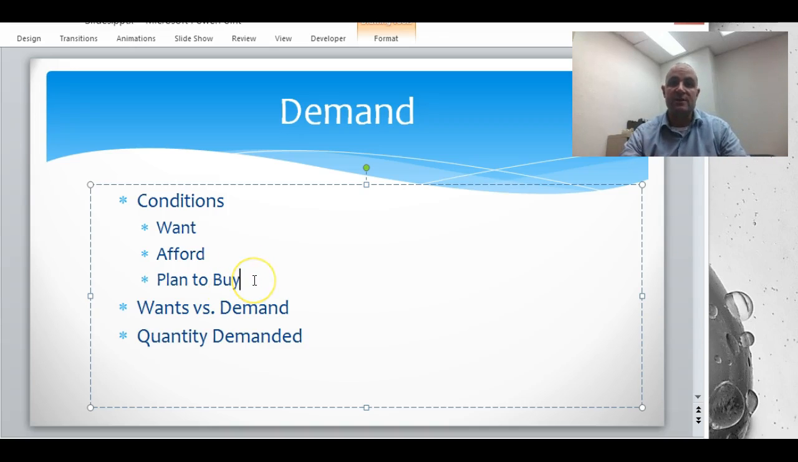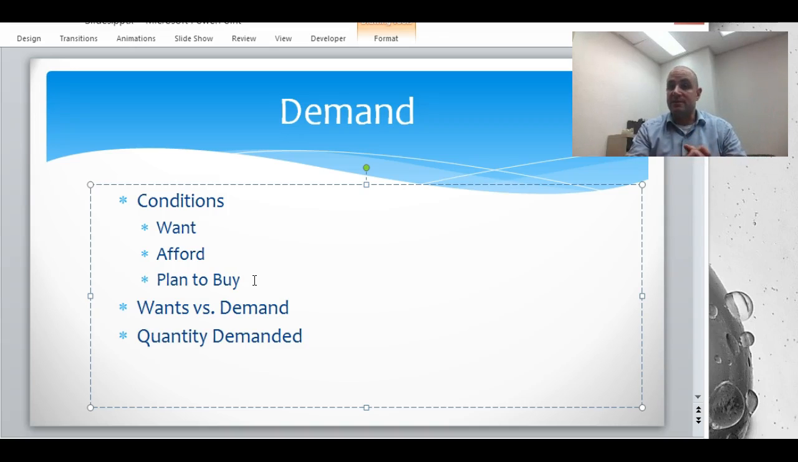Finally, you need to have a plan to buy the good or service. So it's not just enough to want it and to be able to afford it, but if at a given price, that's what the price is, you also have to have a plan to buy it. So all three are necessary to be part of demand. You need to want the good, be able to afford it, and have a plan to buy it.